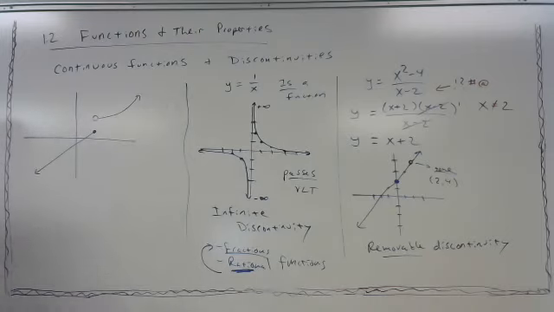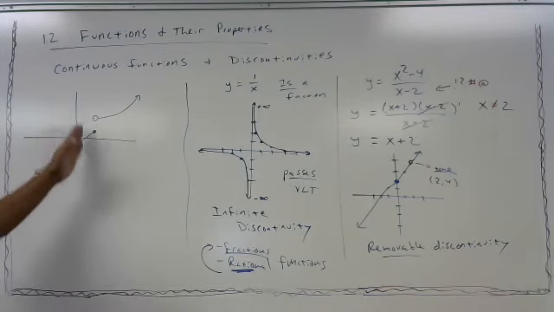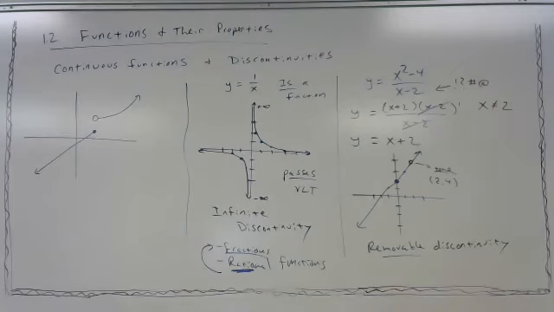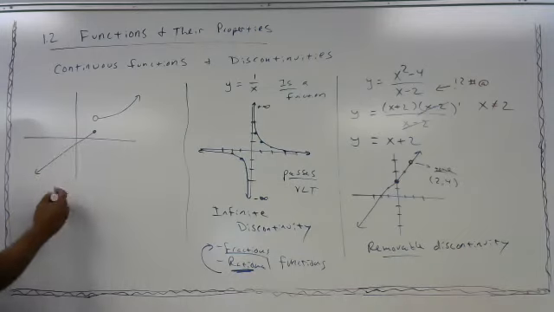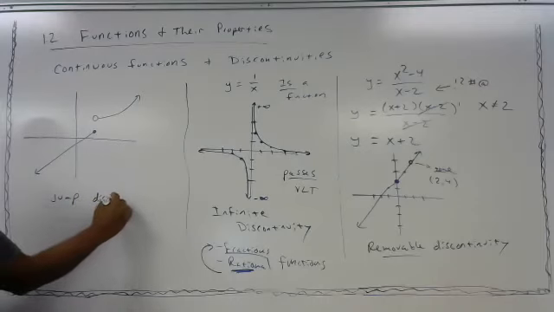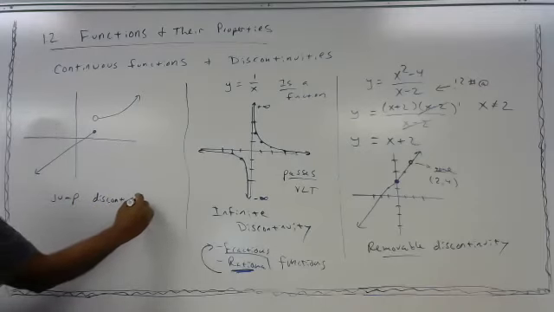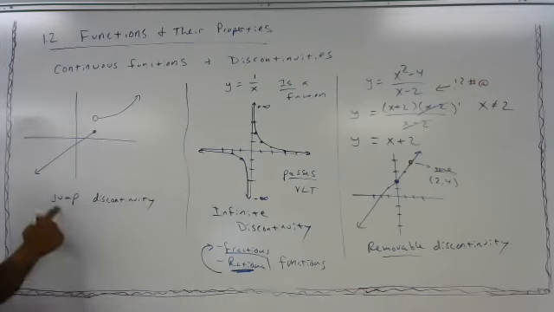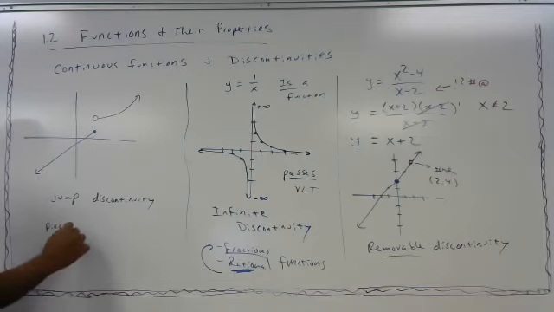So let's say this was your function. And it is a function. You draw a vertical line. It only crosses one time. So if your function looks like that, this is called a jump discontinuity. So you'll see these in piecewise functions.